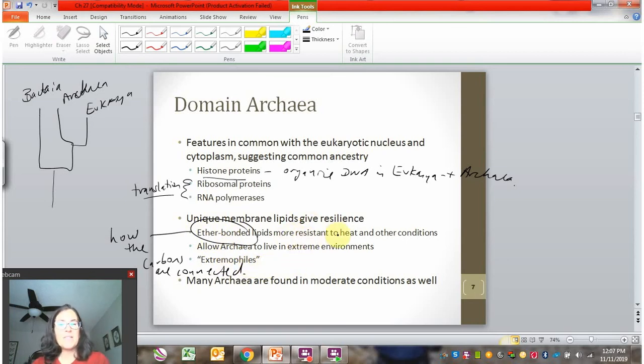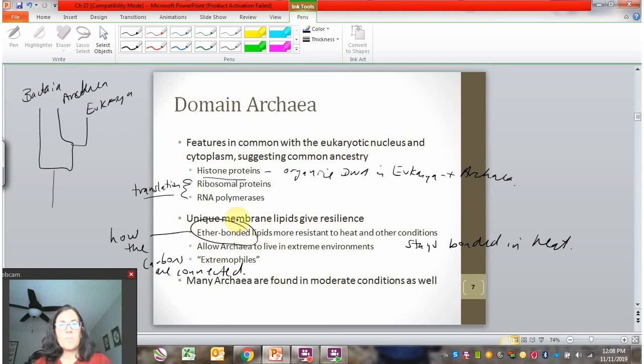And that bond is significant because it is more stable in heat. So it stays connected or stays bonded in heat. Whereas the other type of bond, an ester bond, will not stay bonded in heat as easily. So this is one of the reasons why we find more archaea that are able to survive in extreme environments. And these are called extremophiles. And we'll look at some examples of this.